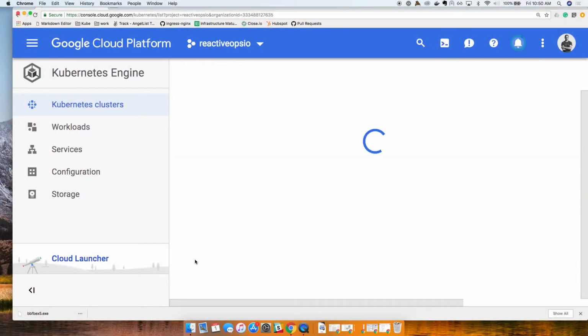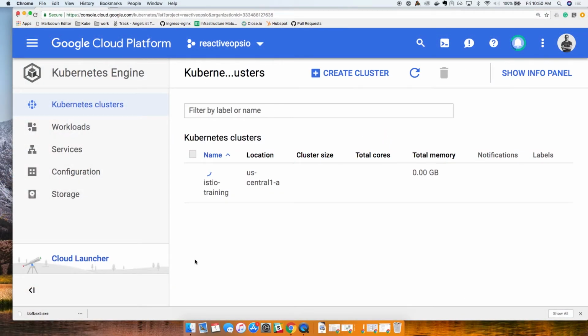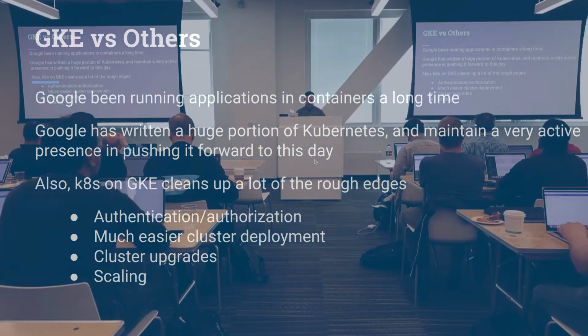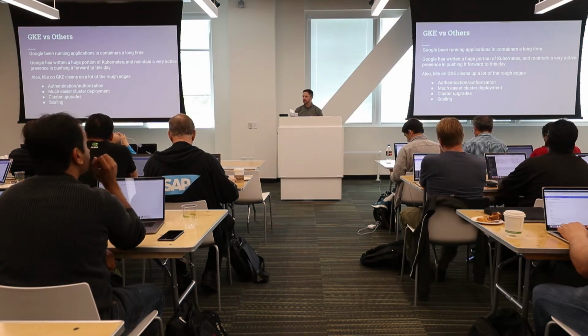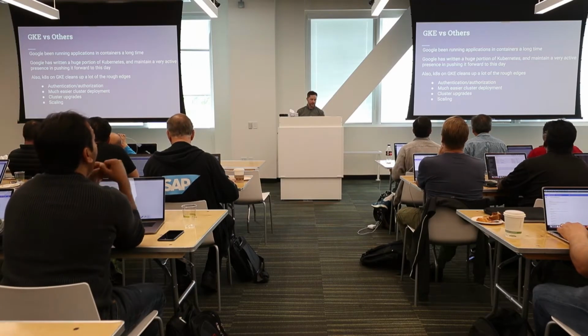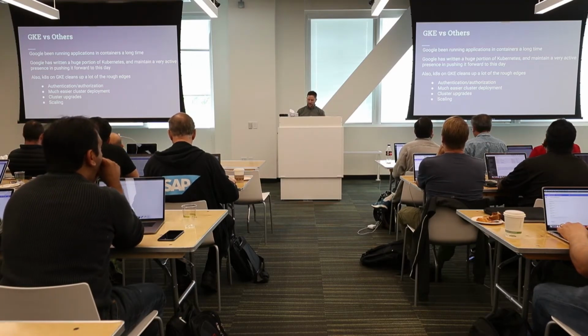Cool. Just close that and we'll click create. So while that'll take about 5 minutes to spin up, while that is creating, we'll go back to this and talk about why GKE versus other forms of Kubernetes, whether you're running in AWS with kops or anything like that.